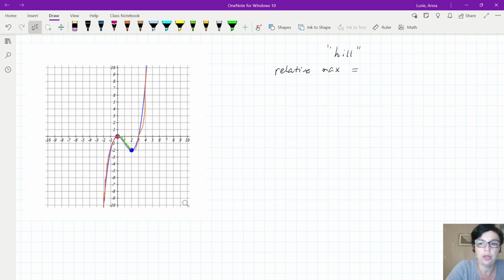Now notice, actually, it's kind of a bad example because here the x and the y are both the same, but what you want is the y. So you would say relative maximum is equal to 0 at x equals 0.